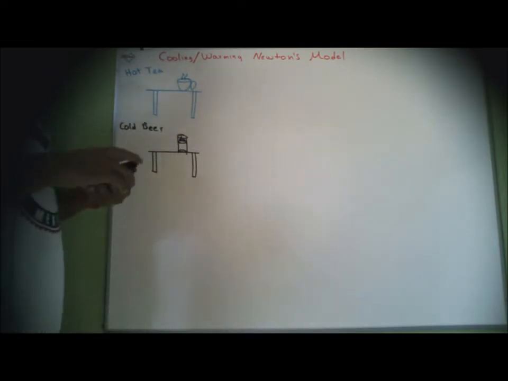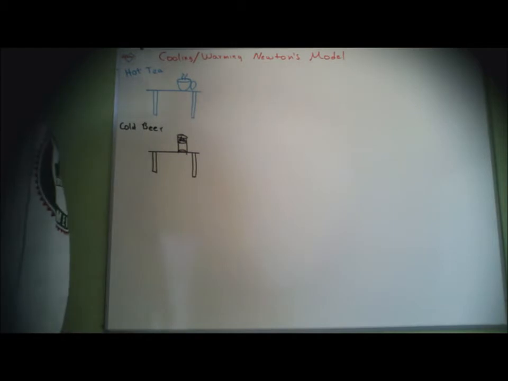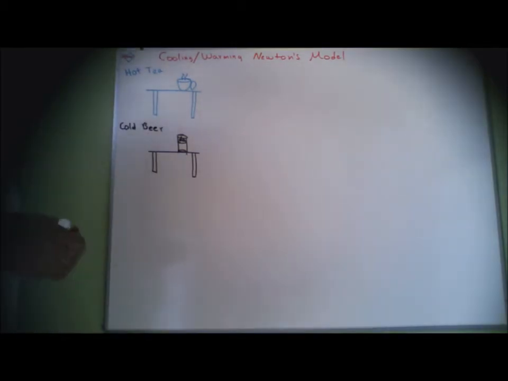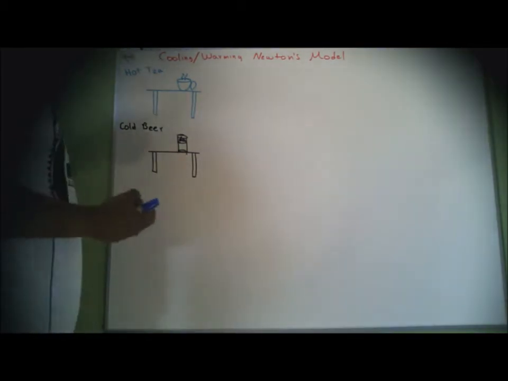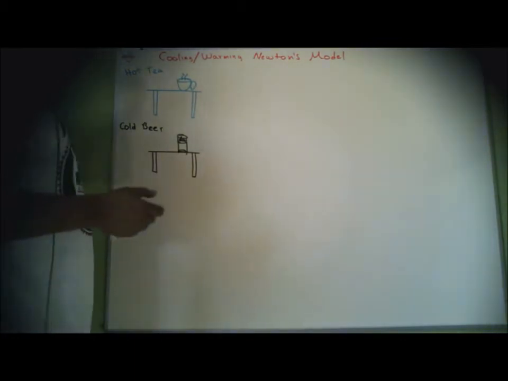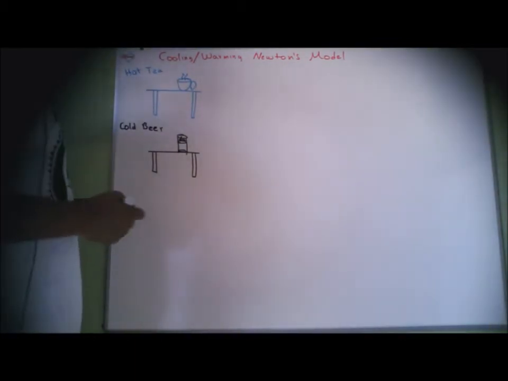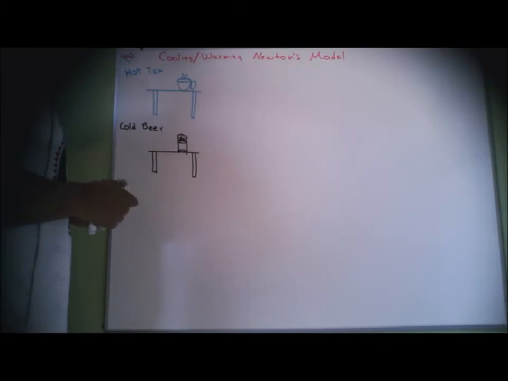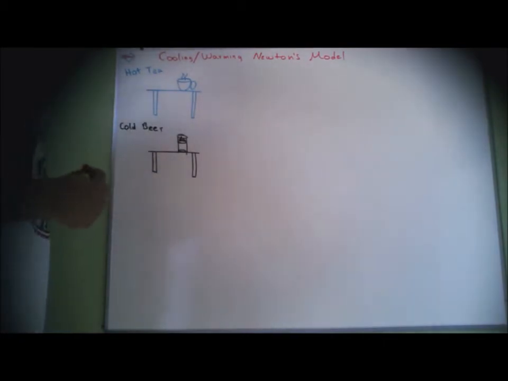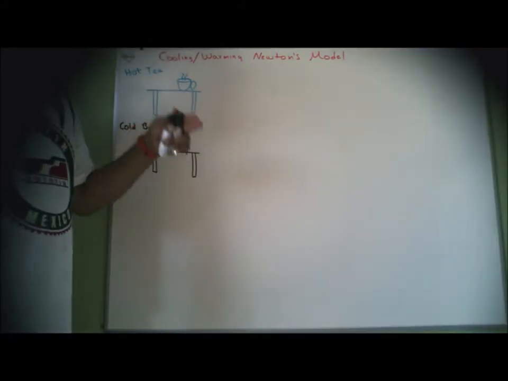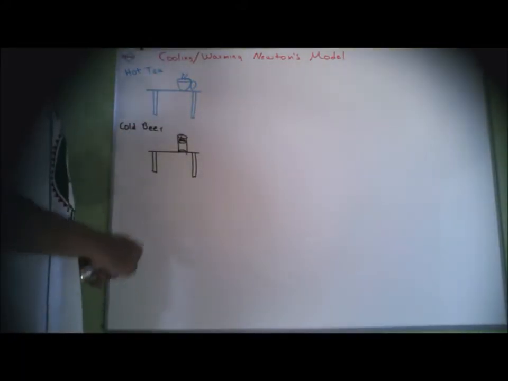Okay, so let's start with the hot tea. We are going to assume that it was boiling. So when the tea is served, the initial temperature will be something around 100 degrees Celsius. Okay, so what will happen after the hot tea is prepared? Well, the temperature is going to decrease. It's going to start cooling.